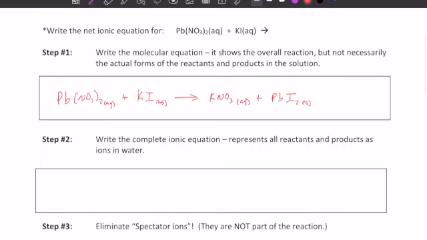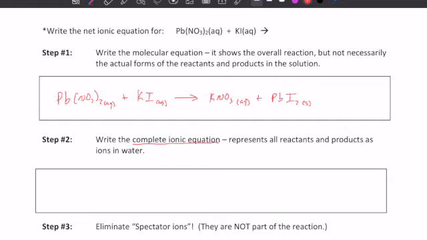So it says here, write the complete ionic equation. It says represent all reactants and products as ions in water. Because before the reaction takes place, like I said, we really had lead ions, nitrate ions, potassium ions, and iodide ions. So for a complete ionic equation, we're going to represent this in a little bit more true fashion.